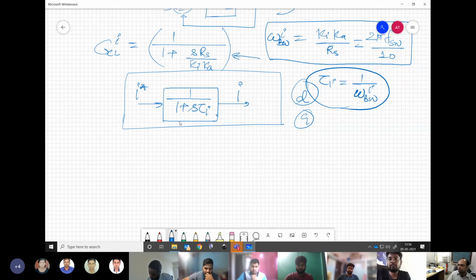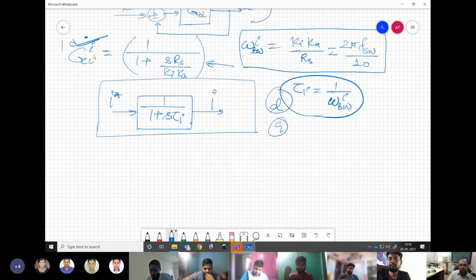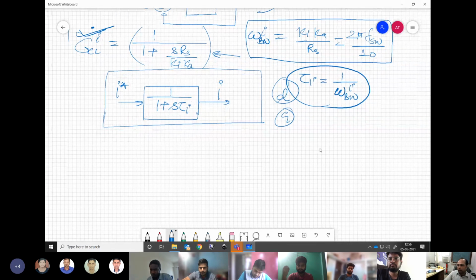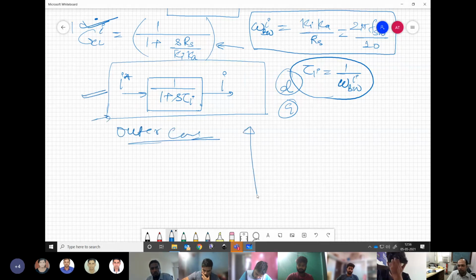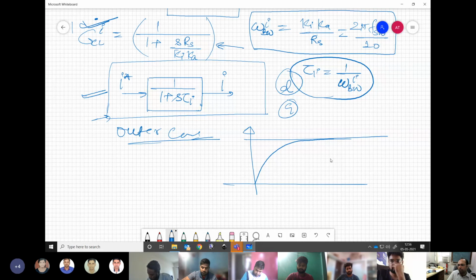Fine. This is your final plant. This is your final transfer function. Understanding my point? So anywhere when we are going for the outer control loop, we will replace our entire inner control loop by this only. What it says, if there is any current reference, our current controller will make the current track it like that as a first order response. Any confusion there?